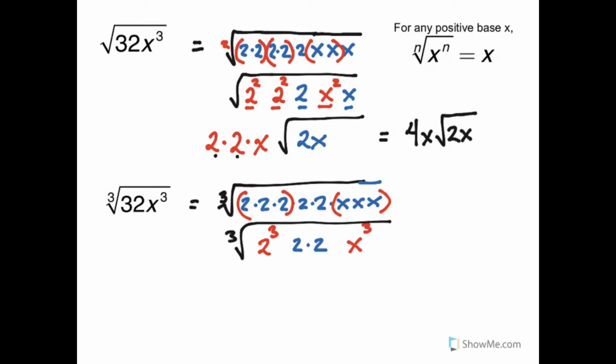So the cube root undoes the cube on the 2, and that gives me a 2 outside. The cube root undoes the cube on the x cubed. That gives me an x outside. And inside the cube root is left 2 times 2, which is 4. So the simplification of this problem is 2x times the cube root of 4.